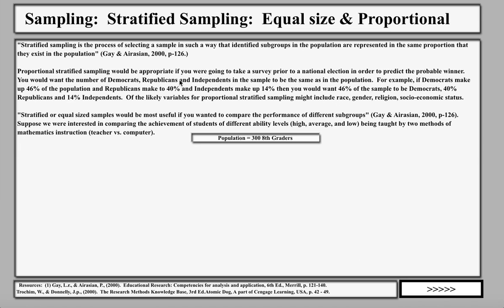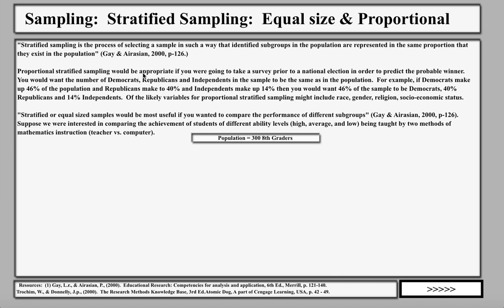Okay, now we have stratified sampling, equal size and proportional. Stratified sampling is the process of selecting a sample in such a way that identified subgroups in the population are represented in the same proportion that they exist in the population.